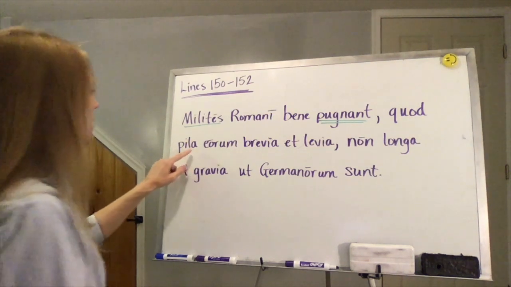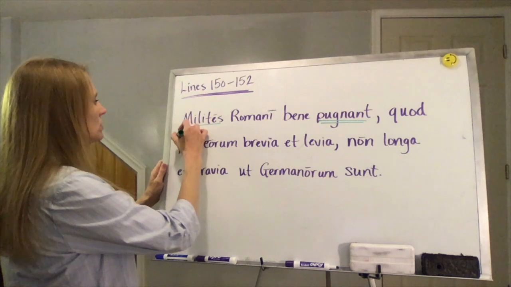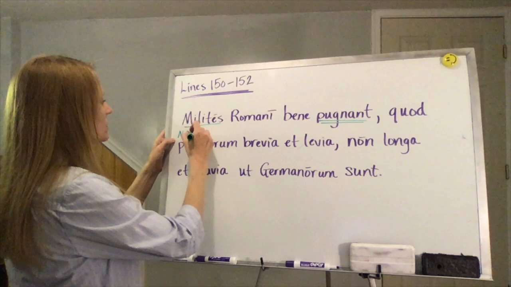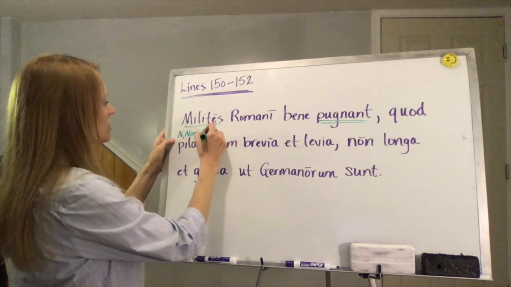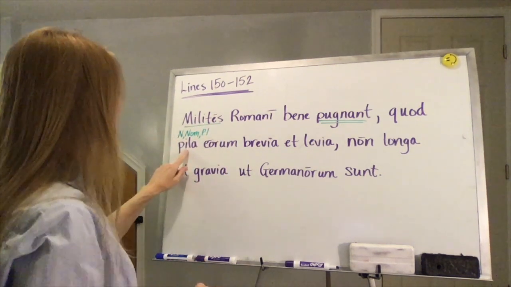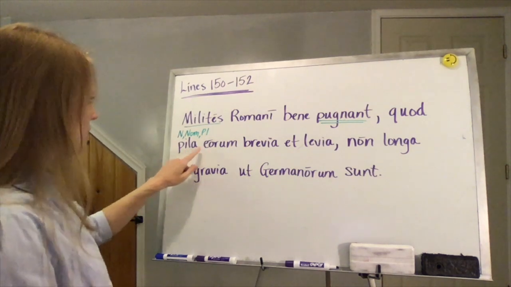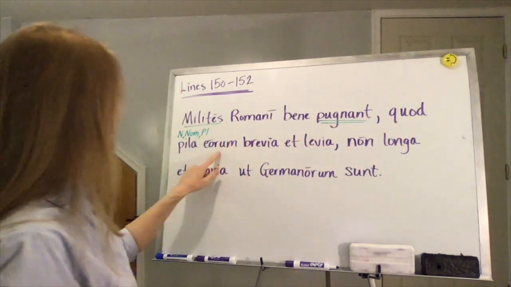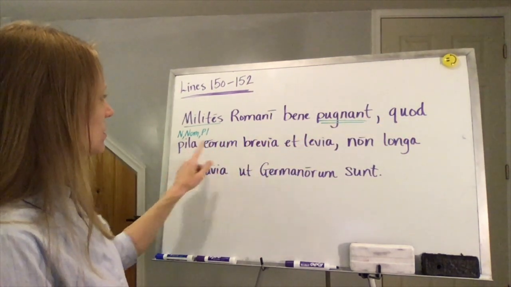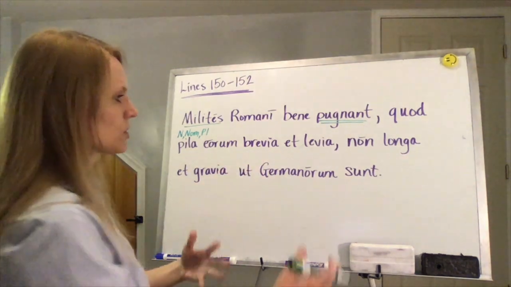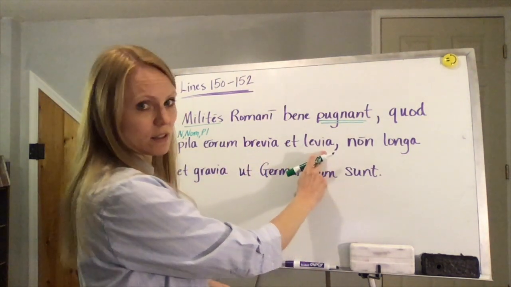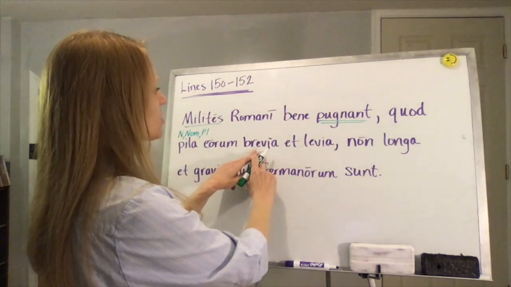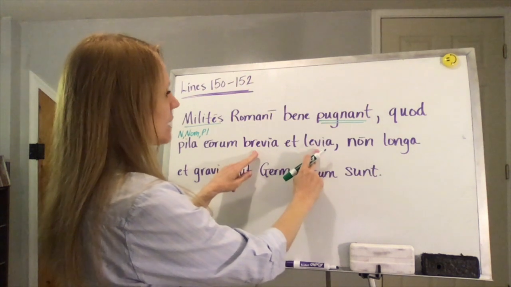So let's think about that for a minute. This is a neuter, okay? And this is in the nominative, and it's plural, okay? Neuter, nominative, plural. So their spears, because their spears, and we really could supply the word sunt here back into this part. So we're going to kind of use it twice. Are what? They're short and light.